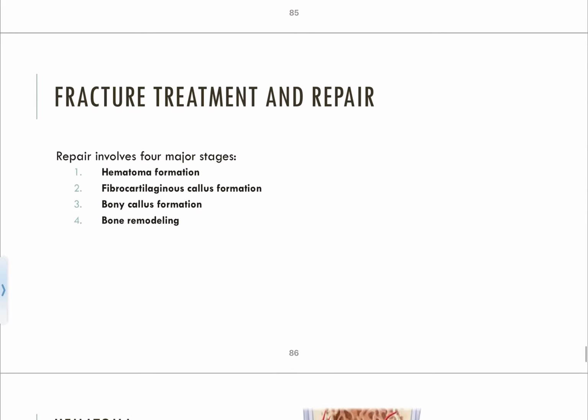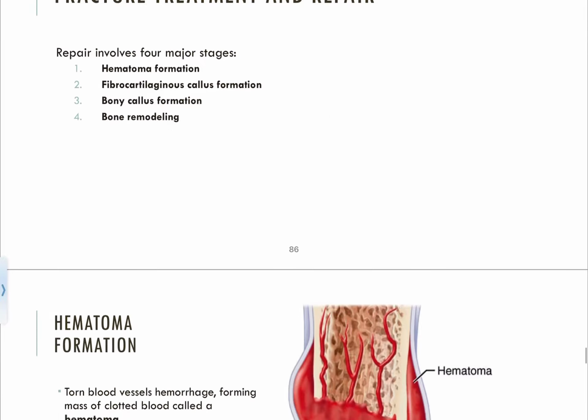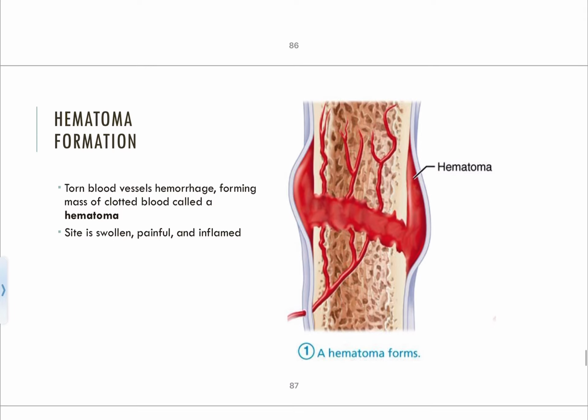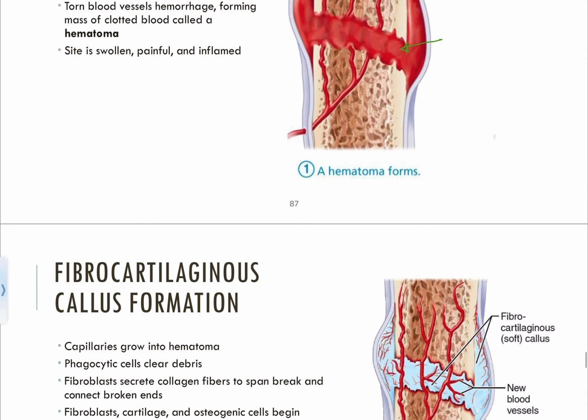So fracture repair involves 4 different steps. Let's talk about each one of these individually. The first one is hematoma formation, and a hematoma is basically a blood clot. That's the first thing that happens if we have a complete fracture like this. Basically, we have torn blood vessels that hemorrhage and eventually form a clot that we call a hematoma. We're going to have some swelling and some pain and some inflammation at this site. So we have our blood clot.